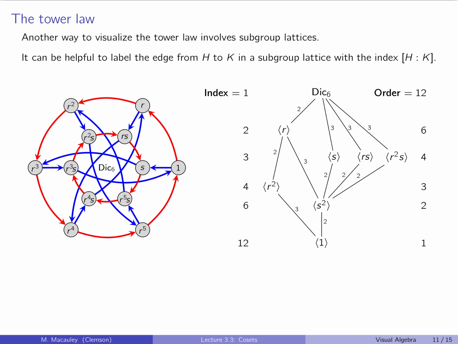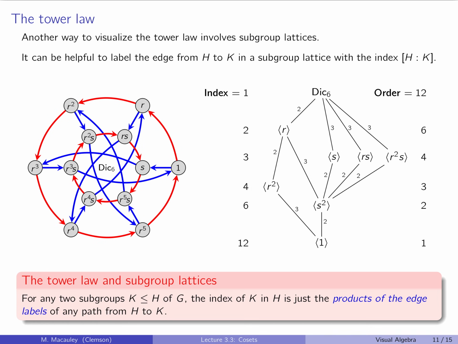Here is another way to visualize the Tower law, but this time involving subgroup lattices. Here's the Cayley graph of the dicyclic group, Dic_6, and its subgroup lattice that we very briefly saw in the previous lecture. It can be helpful to label the edge between two subgroups in a lattice with the index. So this 2 means that there are 2 cosets of this subgroup in that one. And this 3 means that there are 3 cosets of this subgroup in that.